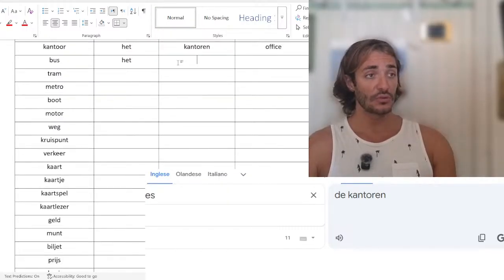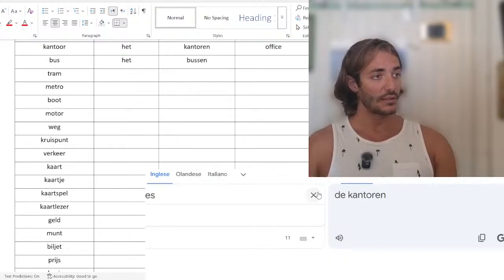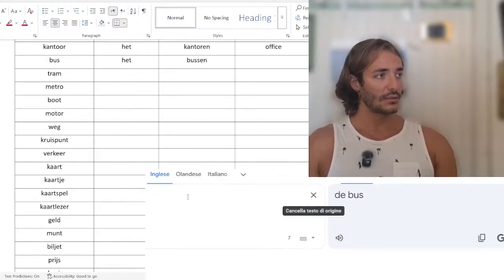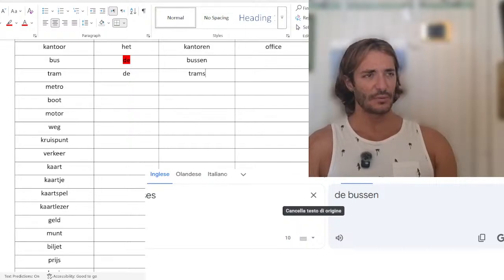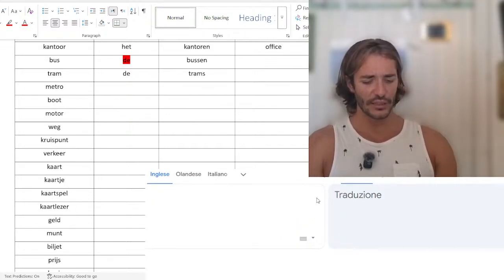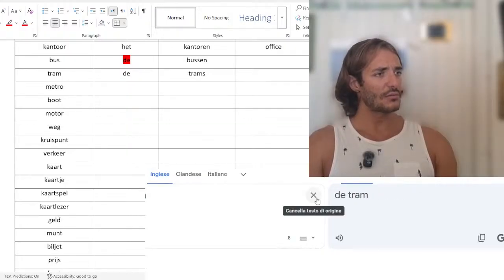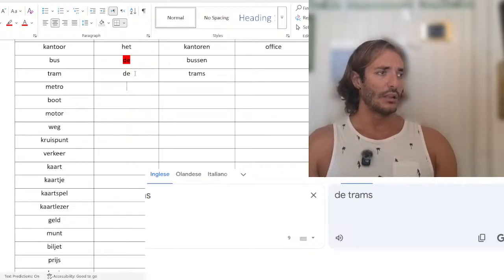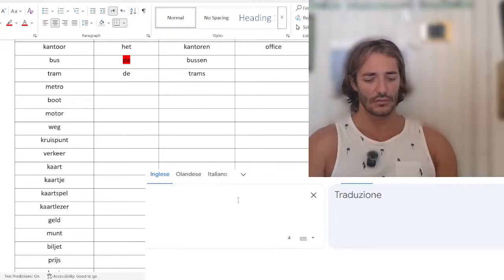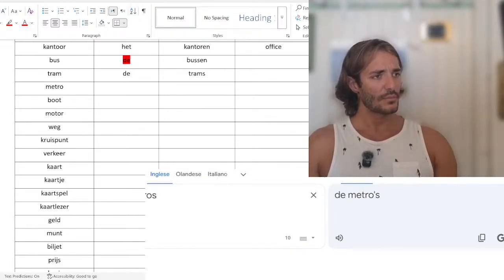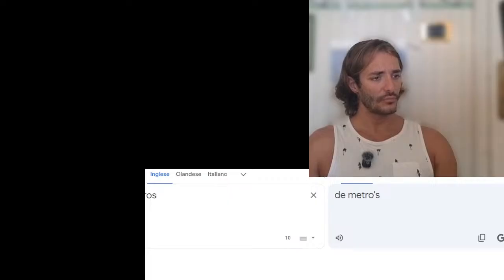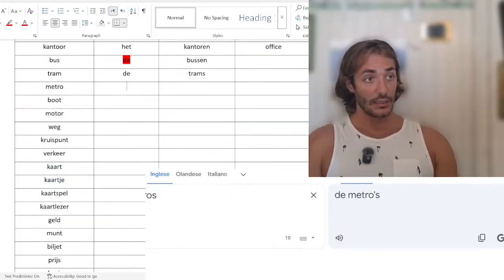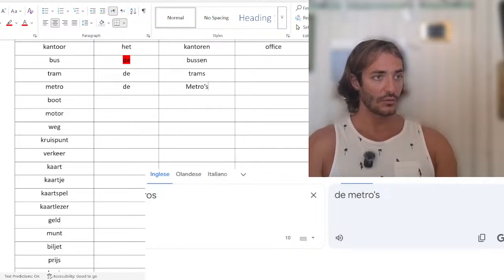Bus, het bus, bussen. Let's see. The bus, the buses. Yes, so it's de bus. The tram. Tram is probably trams, because it's a kind of foreign word. The tram. Yeah, the trams. Metro. Well, metro is just the metro. Yeah, the metro. Okay, the metro. Metros.